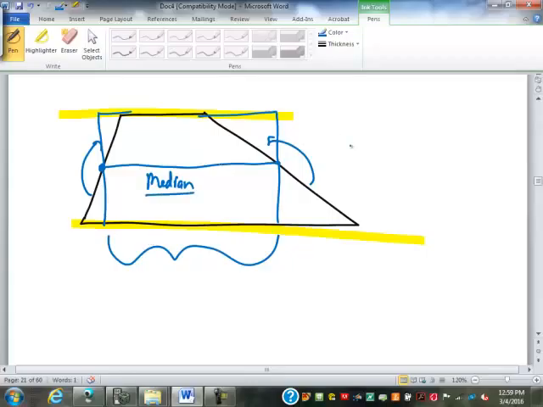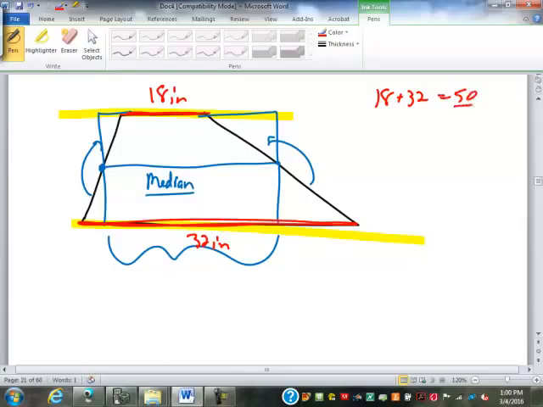Its length is going to be the median, or exactly in between the lengths of the 2 bases. The 2 bases are the 2 sides that are parallel. For example, let's say that this is 18 inches, and this down here is 32 inches. 18 plus 32 is 50, divided by 2 is 25. 25 is exactly between 18 and 32. It's the median, or middle point, between 18 and 32. And that's really what the word median means: middle.